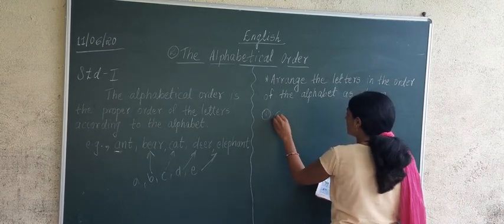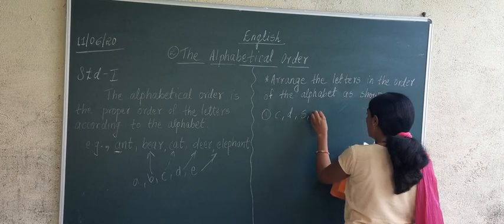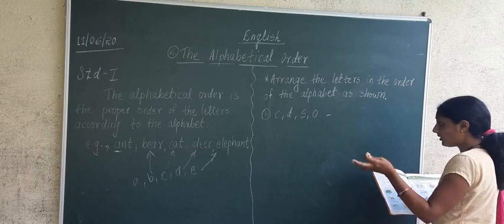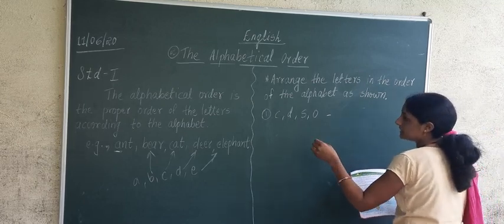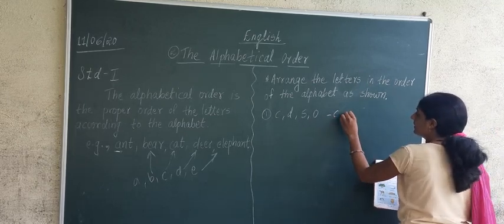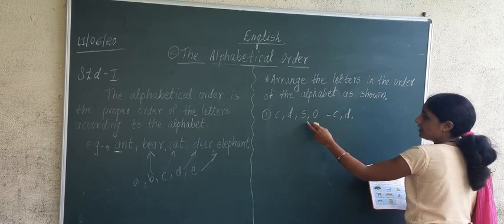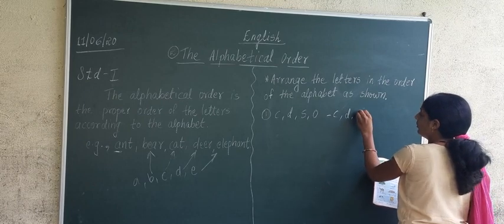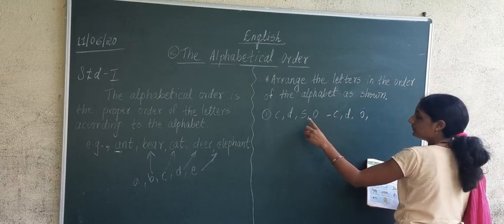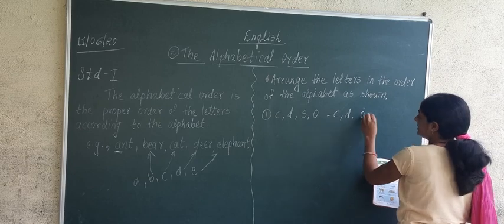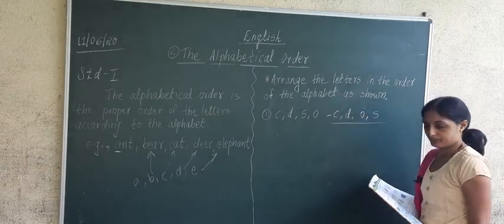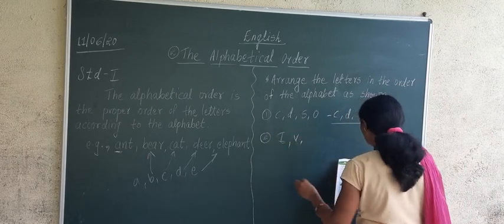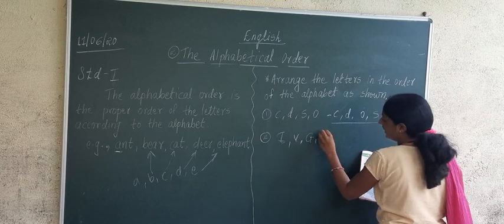First one is C, D, S, O. Now what will be the correct sequence? A, B, C. C is there? Yes. D, E, F, G, H, I, J, K, L, M, N, O, P. O is there first. O. P, Q, R, S. So this is the answer. Correct. The second example which is given over here is I, V, G and K.